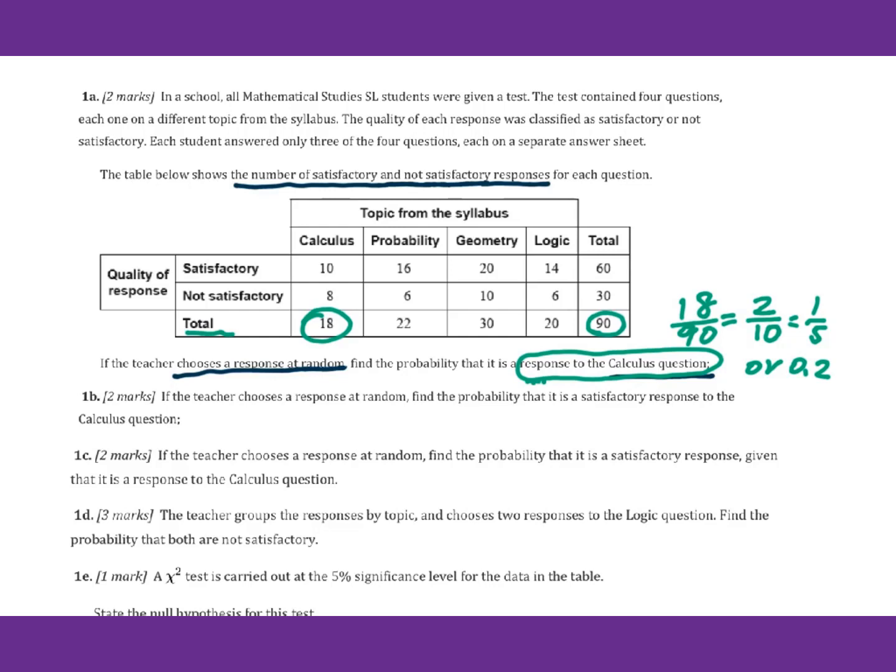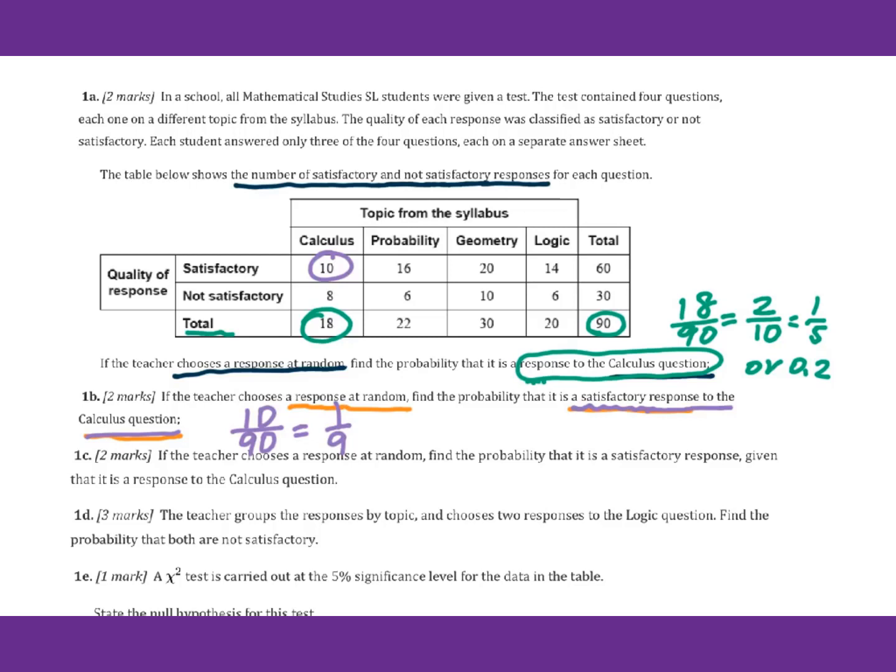For B, if the teacher chooses a response at random, find the probability it's a satisfactory response to the calculus question. From the table, you will find how many satisfactory responses to a calculus question there are, which is 10. Altogether is 90, so 10 over 90 equals 1 over 9. Leave as a fraction because this is the accurate answer.